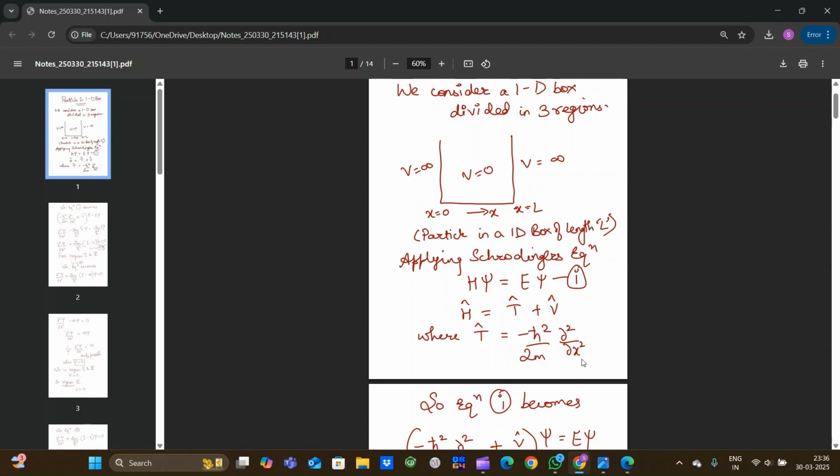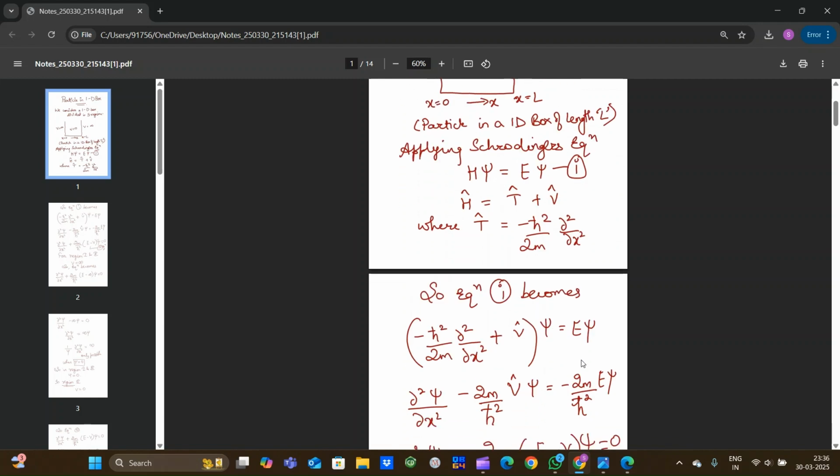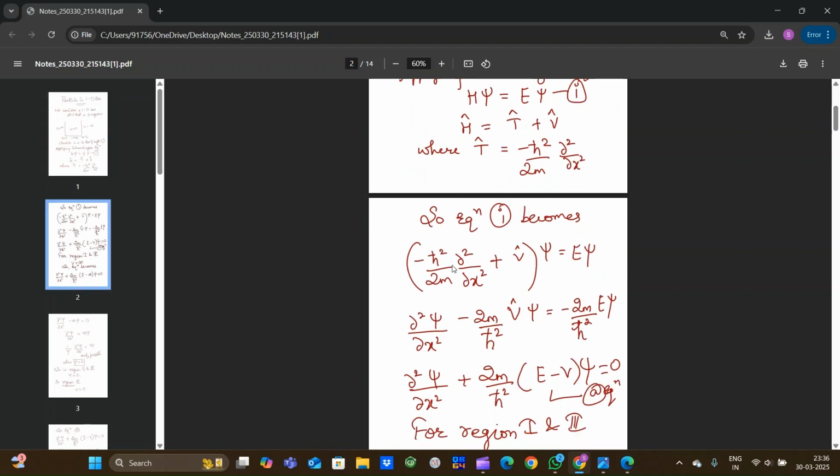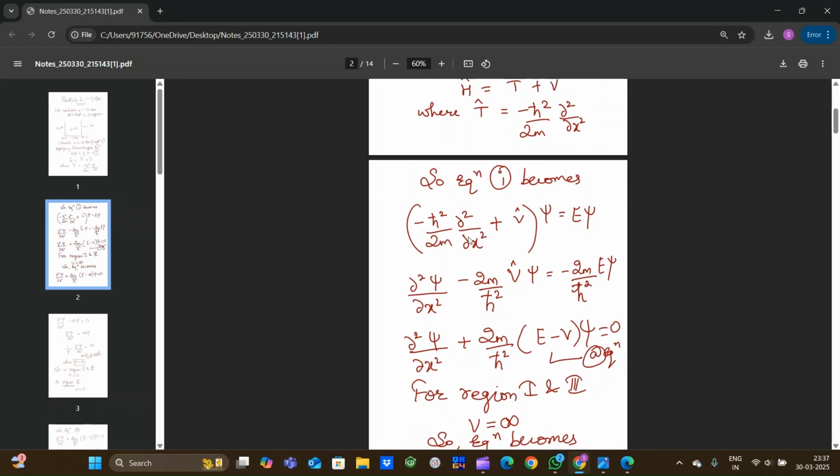You can also use del square by del z square or del square by del y square, but for my convenience I have used del square by del x square. Now this is equation 1, and we will put the value of T here, along with all these things in equation number 1, and equation number 1 will become minus h bar square by 2m del square by del x square plus V psi is equal to E psi. Now what I do is I take this 2m by h bar square, to make the coefficient of del square by del x square 1.